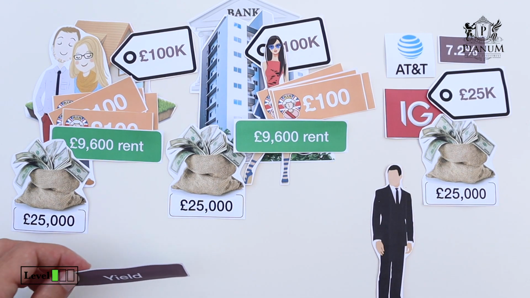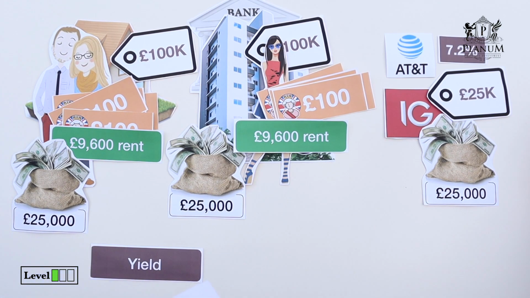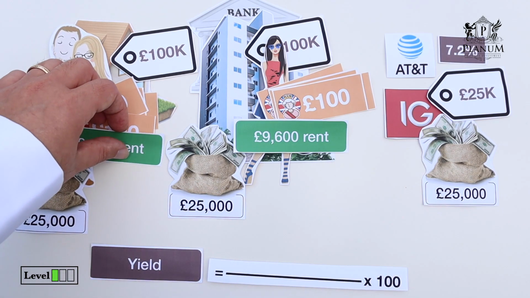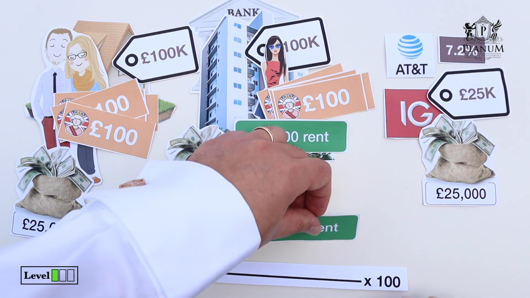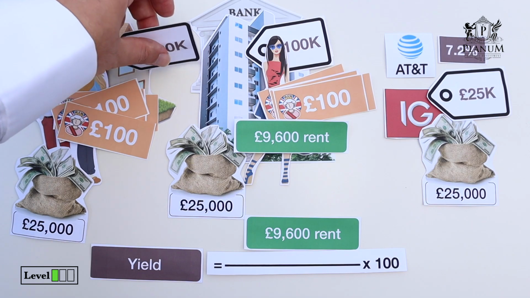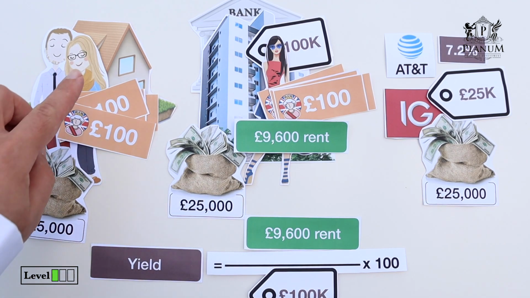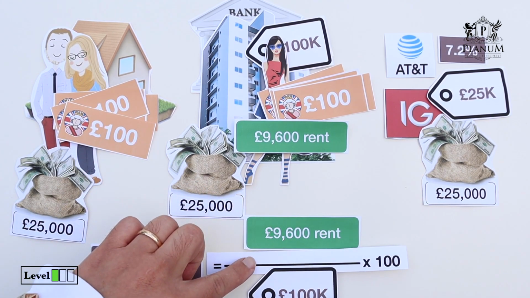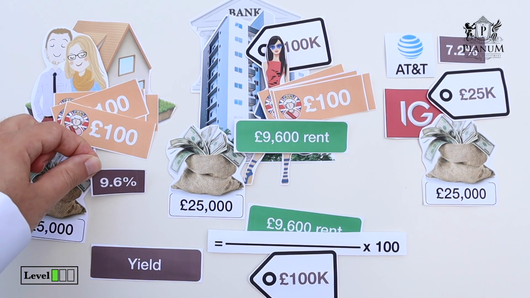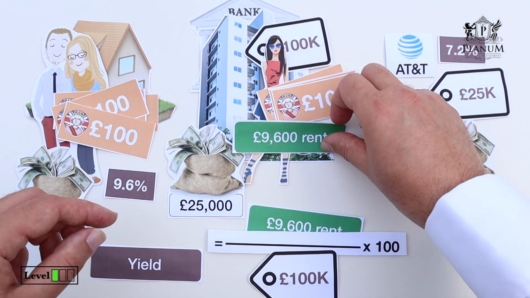One way to answer this question is by calculating yield, which comes from this simple equation. You take your income from your security and you divide it by the purchase price of that security. So in this example, for the house, it's £9,600 divided by £100,000 of purchase price, which is 9.6%.